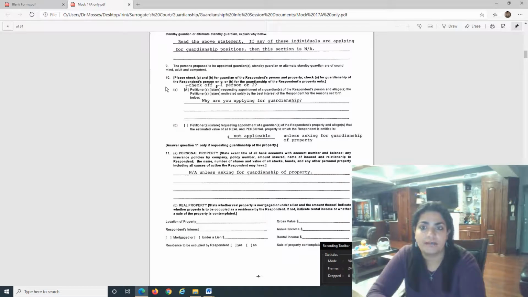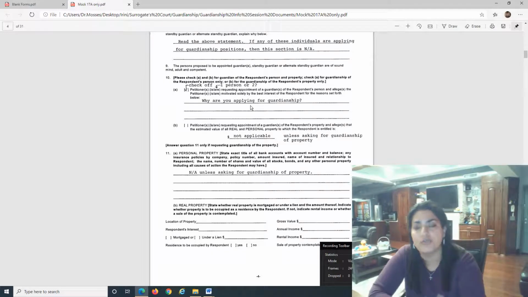Number 10, this is essentially what you're applying for, and then why are you applying for guardianship. So check off A and B for the person and property, check A for guardianship of the person only. This information session is just for the person only, so you could just check off A, and then you would tell us, hey, why are you requesting guardianship?